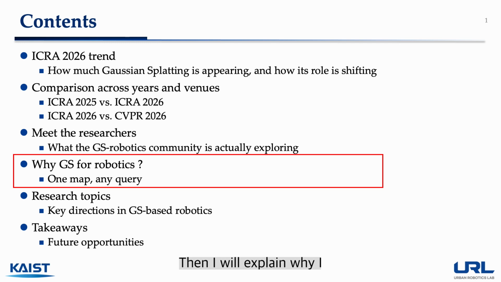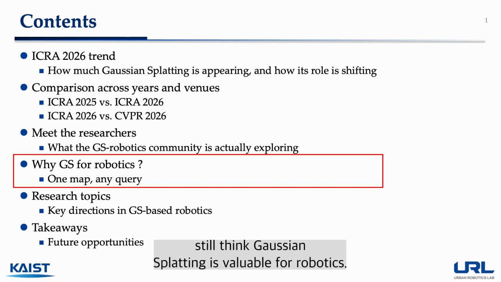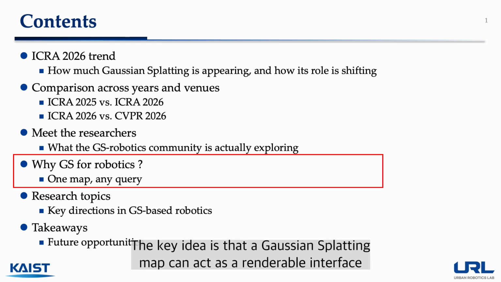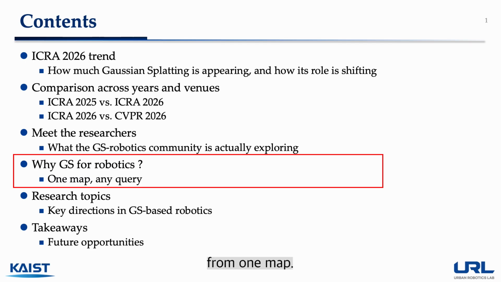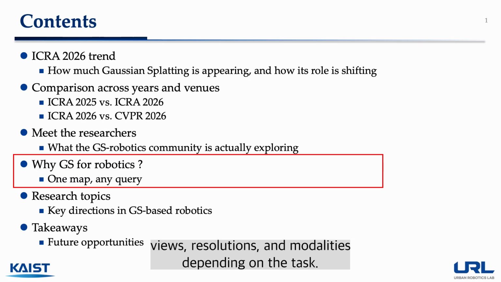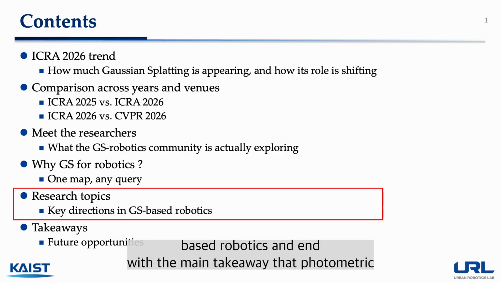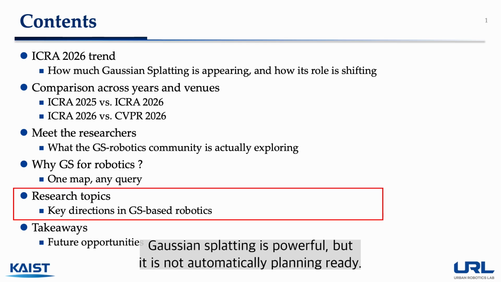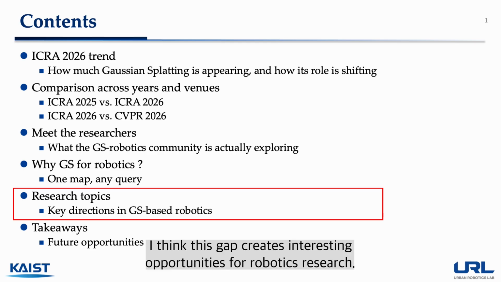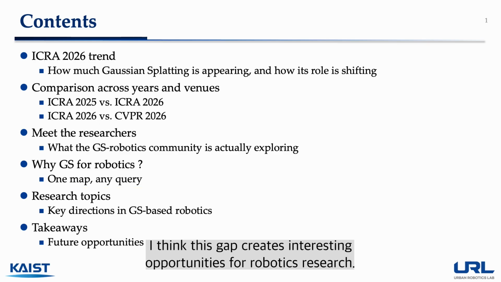Then I will explain why I still think Gaussian splatting is valuable for robotics. The key idea is that a Gaussian splatting map can act as a renderable interface. From one map, a robot can query different sensor views, resolutions, and modalities depending on the task. Finally, I will summarize the main research direction in Gaussian splatting-based robotics and end with the main takeaway that photometric Gaussian splatting is powerful, but it is not automatically planning ready. I think this gap creates interesting opportunities for robotics research.